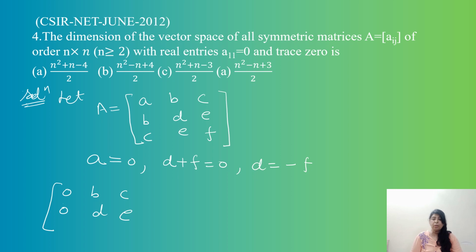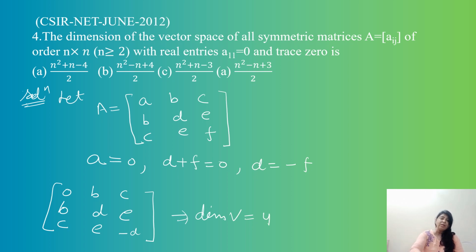Clear? So ultimately what you have is 0, B, C, B, D, E, C, E and minus D. Now you can count the independent vectors. So here independent vectors are B, C, D and E, which are different arbitrary entries. So different arbitrary entries are 4. So this implies dimension of V is 4.